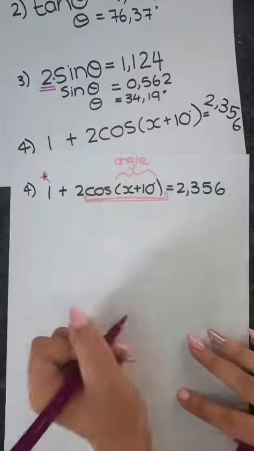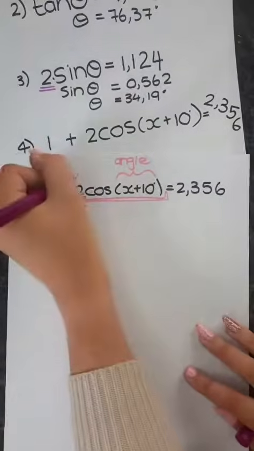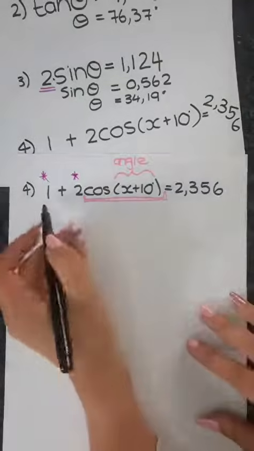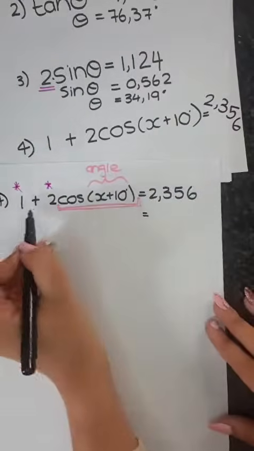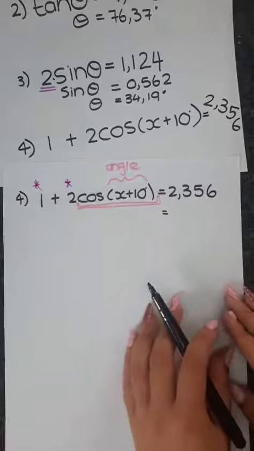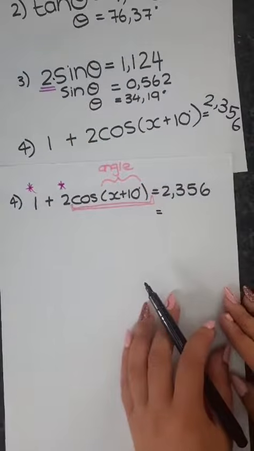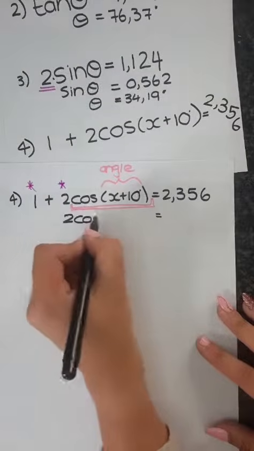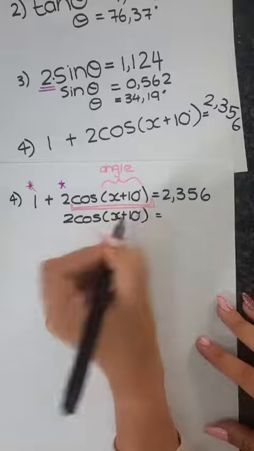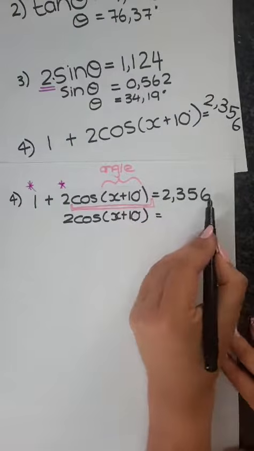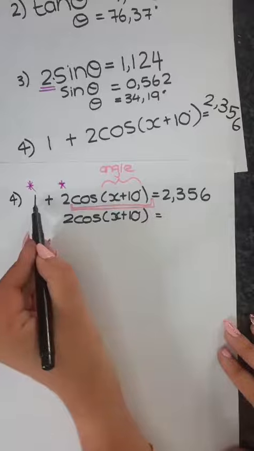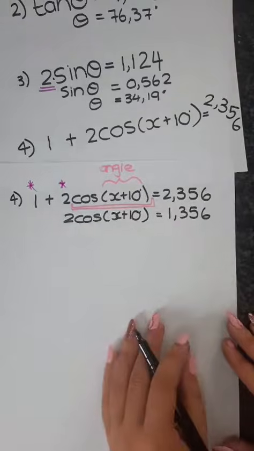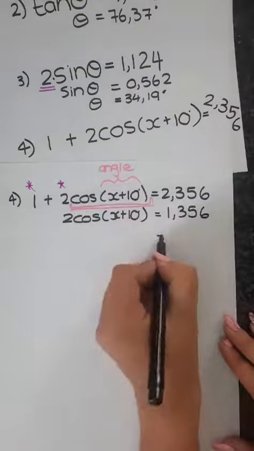I need to get rid of the plus 1, the positive 1, and I need to get rid of this 2, this multiply by 2. We first need to get rid of the plus 1, guys. So what I'm going to do is subtract 1 on both sides of the equation. So we've got 2 cos x plus 10, 2.356. Now I'm going to subtract 1, which is 1.356.